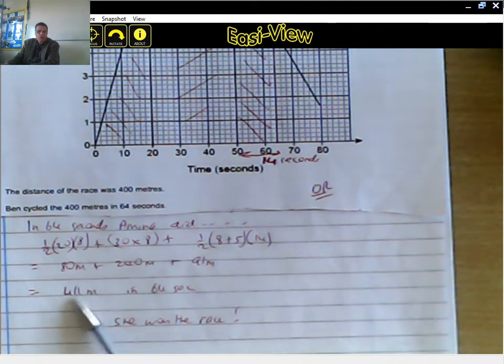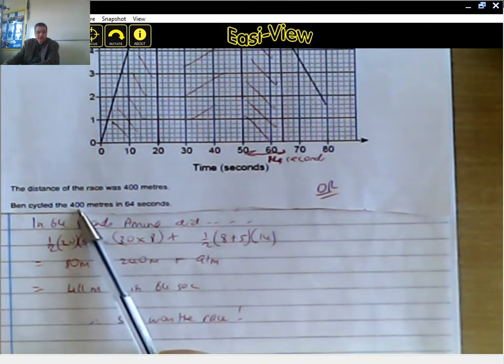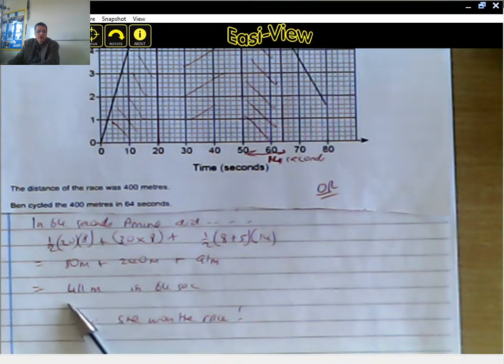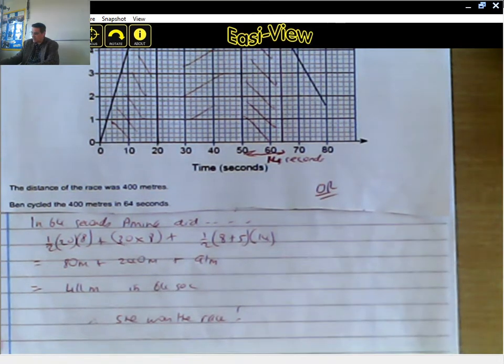So in 64 seconds Amina did 411 metres. In 64 seconds, Ben did 400 metres. Since she went further in the same time, she must have reached the finishing line first. Therefore, Amina won the race. I'll let you pause for reflection. Of course, you pause the video. I'm going to carry on to question 2.